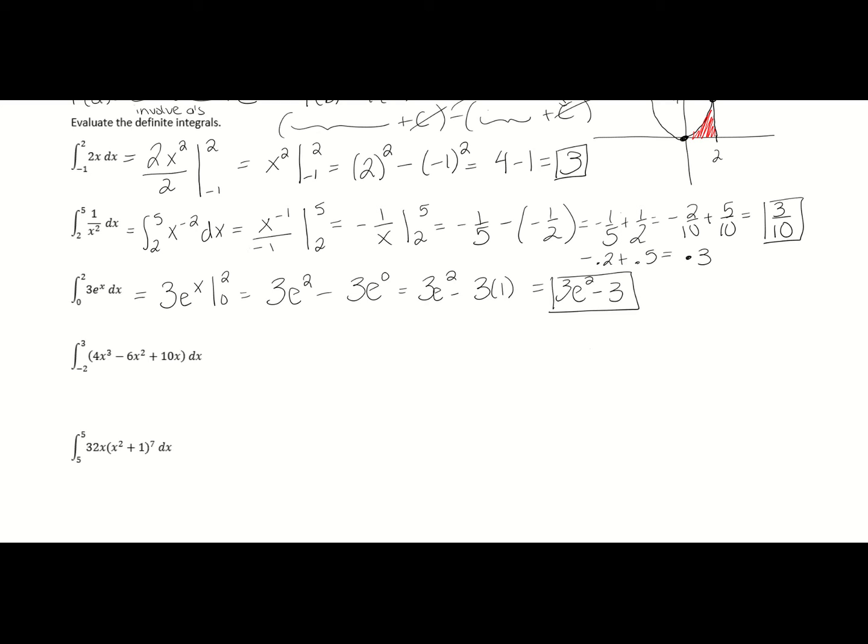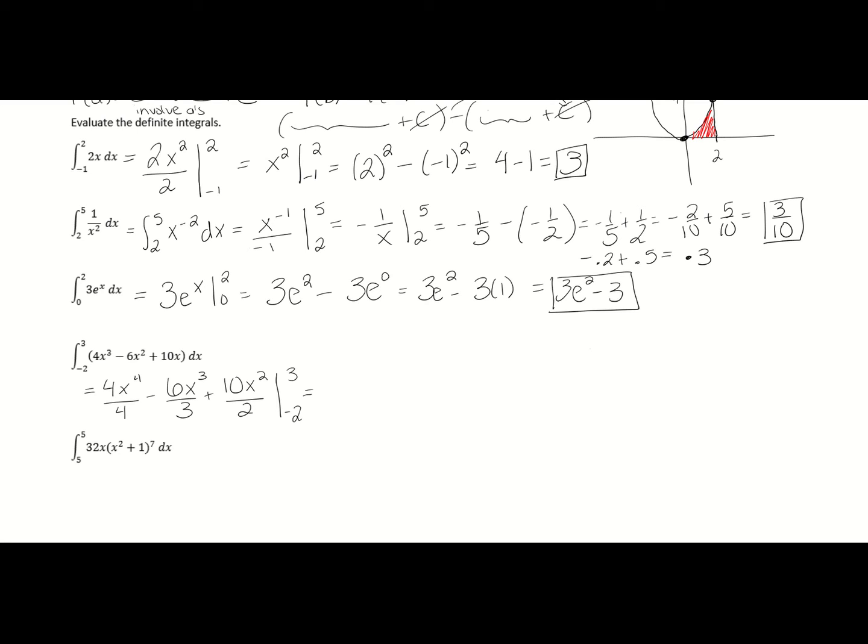So now the function inside the integral has gotten a little bit larger, but it's okay. Because it's plus and minus, we just take the antiderivative of each. So I'm going to have 4x to the 4th over 4 minus 6x cubed over 3 plus 10x squared over 2. I add 1 to the power and divide by the new power, and I'm evaluating from negative 2 to 3.